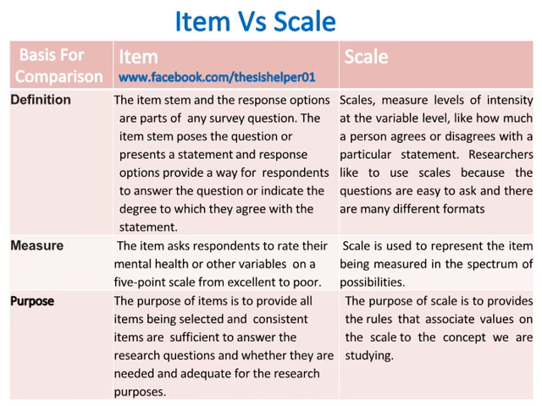Whereas scales, on the other hand, measure levels of intensity at the variable level, like how much a person agrees or disagrees with a particular statement. Researchers like to use scales because the questions are easy to ask and there are many different formats. The item asks respondents to rate their mental health or other variables on a 5-point scale from excellent to poor, whereas scale is used to represent the item being measured in the spectrum of possibilities.